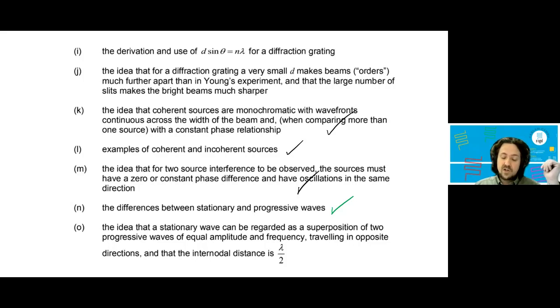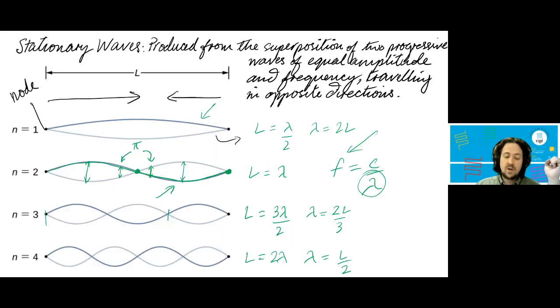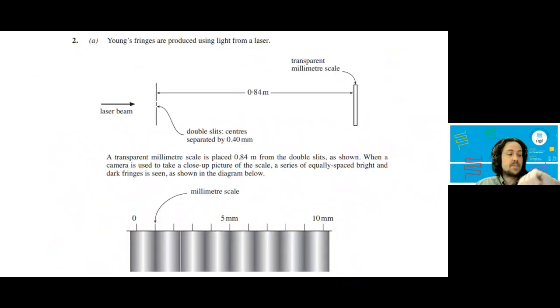And a stationary wave can be regarded as a superposition of two progressive waves of equal amplitude and frequency traveling in opposite directions, and the internodal distance is lambda by 2. In other words, the distance in between nodes is lambda by 2. Okay. And if I look at the time, I think that we are almost done.